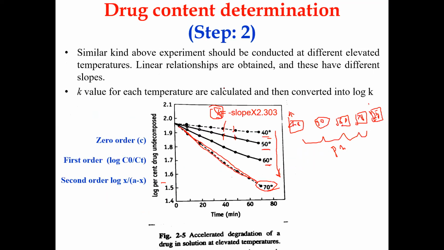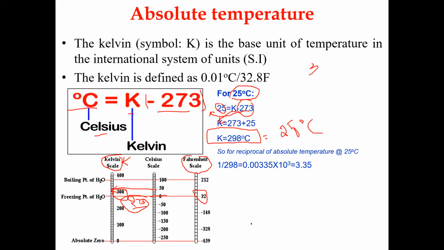You have already calculated the K values here for 40 degrees, 50 degrees, 60 degrees, and so on. So instead of decomposition, now convert the y-axis into log K for the respective temperature. On the x-axis, instead of time, you are putting the reciprocal of absolute temperature. That is nothing but this. K is equal to 293.